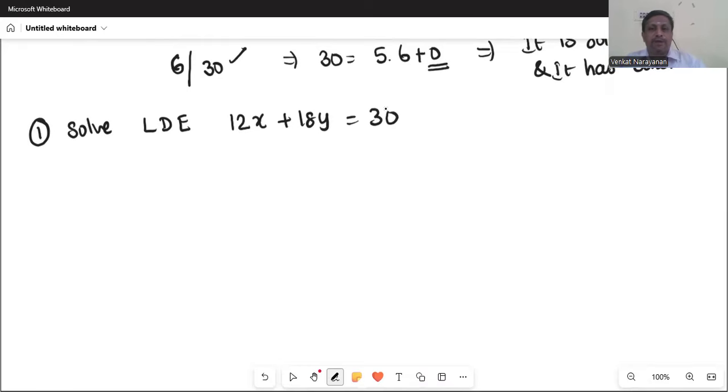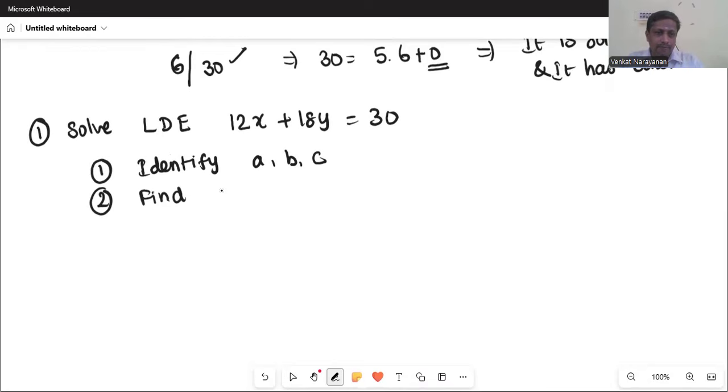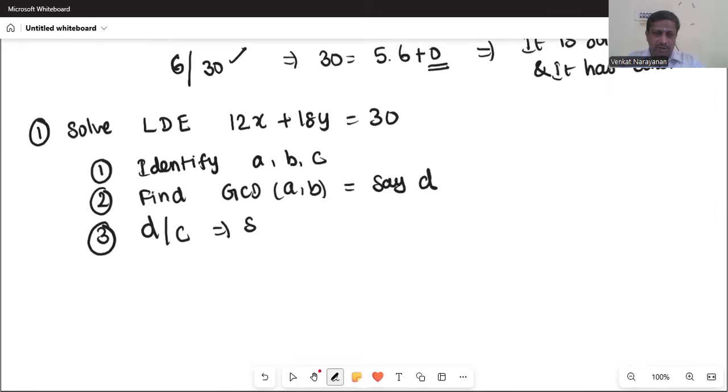What are the steps I mentioned in the previous procedure? First step, identify A, B, C. I repeat the steps: identify A, B, C. Second, find the GCD of A and B, say D. Third, D divides C, which means we can get solvable and we can get a solution.